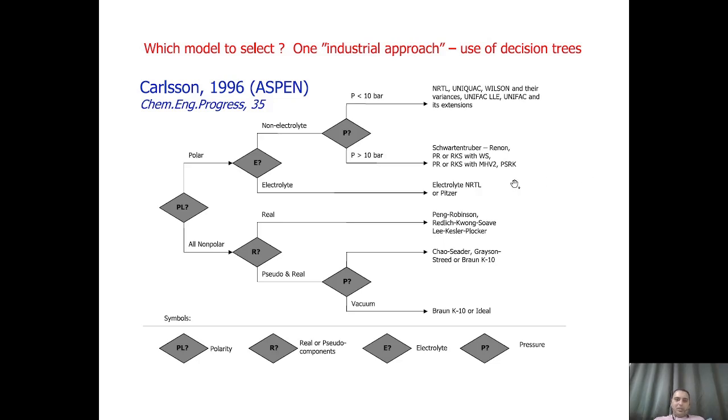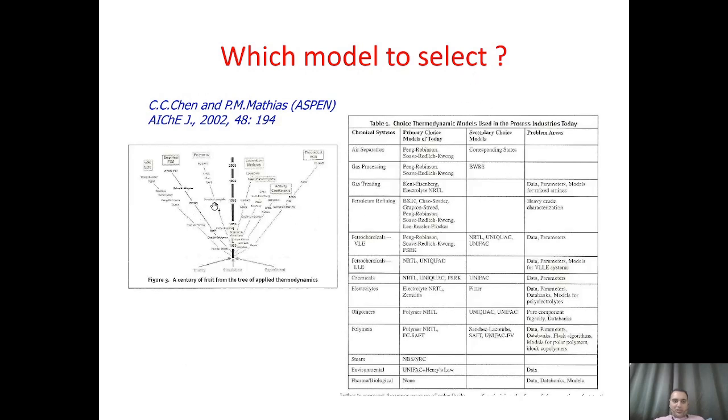Also, let me show you another page. This is also something very interesting which I found, that they have given what kind of chemical systems and what should be the primary choice of the models. So you can see there, if there is an air separation system, then the primary choice is of course Peng Robinson, Soave, Redlich Kwong, and if it's petroleum processing or petroleum refining, then they have BK10, Chao Seader, Peng Robinson, and other equations. And also you can see there are equations for polymers, oligomers, etc.